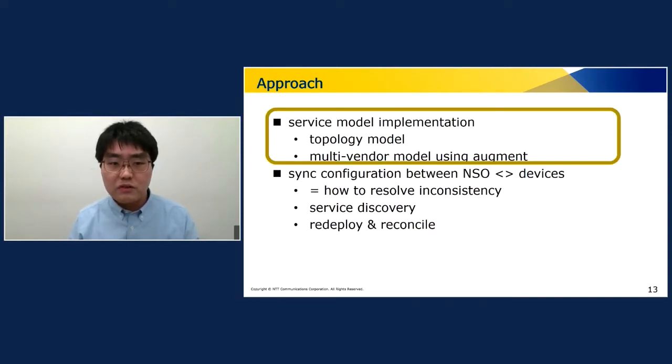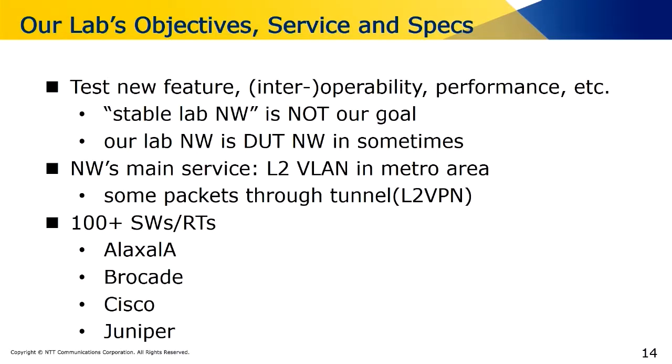Let's start with the first topic, service model implementation. I'll describe our route to developing the service model. We have some data center racks in the metro area. In our lab, some project members test features or operability of many network equipment. And also, sometimes our lab network is testing devices. In such a lab, our network provides layer 2 VLAN connectivity.